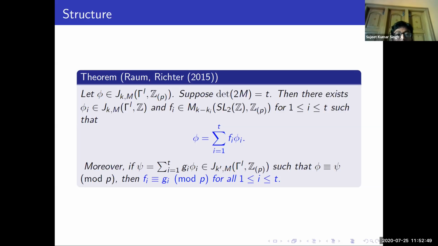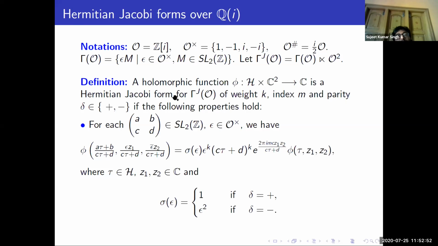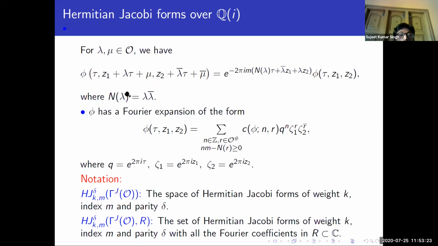We have proved U_p congruence for Hermitian Jacobi forms over Q(i). So I will first give the definition of a Hermitian Jacobi form over Q(i). These are the notations we will be following. We take Γ^J to be Γ semi-direct O^2, and this is the Jacobi group in the case of Hermitian Jacobi forms. So it is a function from H cross C^2 to C, and with respect to this group it satisfies the modularity transformation, and it has a lattice transformation, and it has a Fourier expansion of this form.